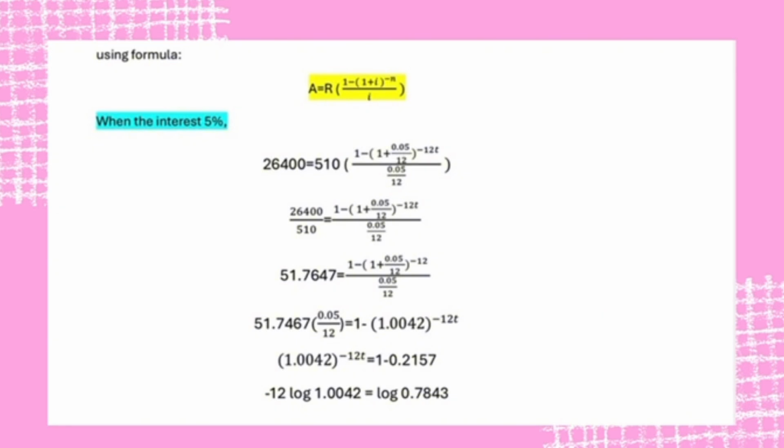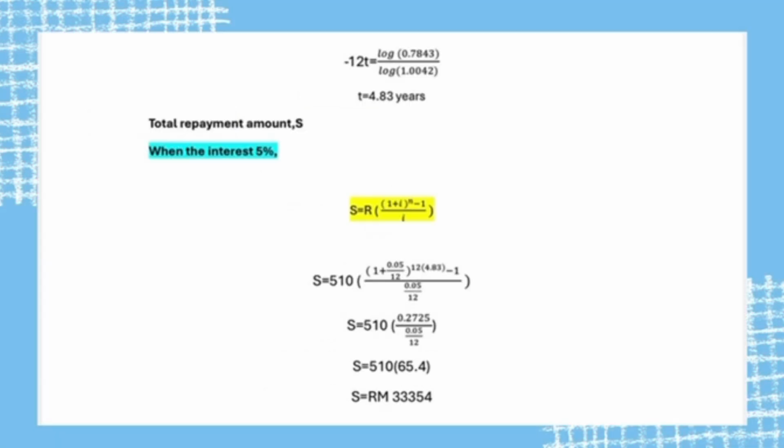0.2157. So we move the value to the right side, and then we get 1.0042 power of negative 12t equals 1 minus 0.2157, and we're using the log formula, so negative 12 log 1.0042 equals log 0.7843. So we get the answer t equals 4.83 years. So the total repayment amount S, when the interest is 5%, we're using the formula S equals R, 1 plus i power of n minus 1 over i. So we substitute all the values, and then we get the final answer, 33,354 ringgit.